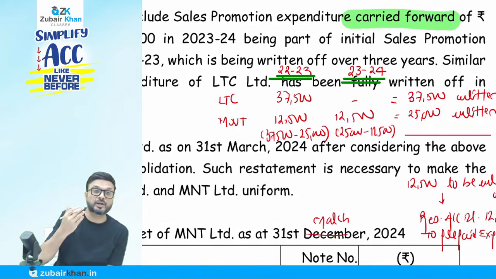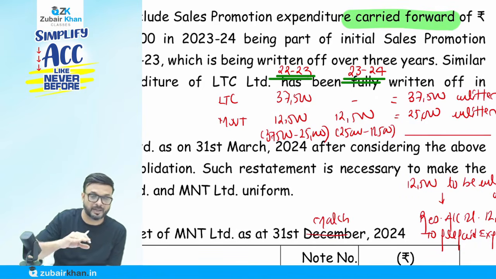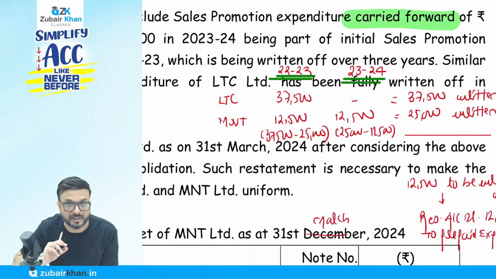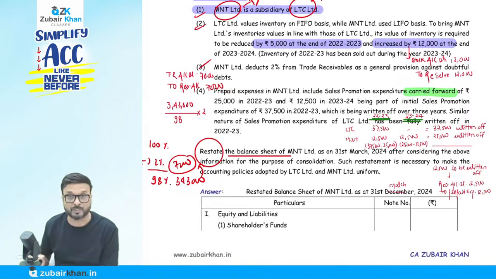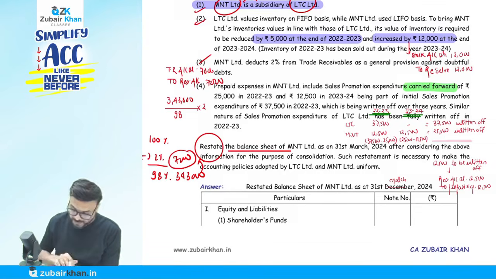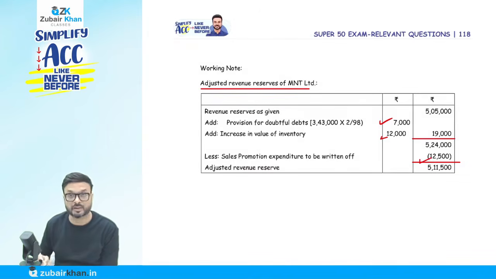So when I write this off from the prepaid expense, the P&L account will be debited and prepaid expenses will be credited. When I write it off, profit will be reduced. So we have to pass the entry: reserve will be debited and prepaid expense will be credited. Profit will be reduced, so you can see that here we reduce the profit by 12,500.